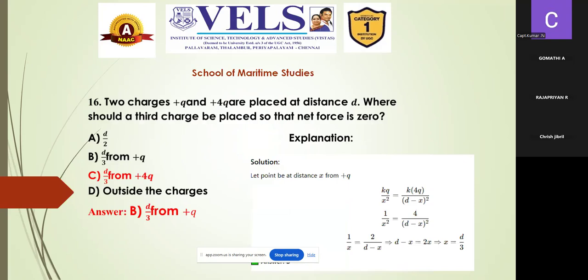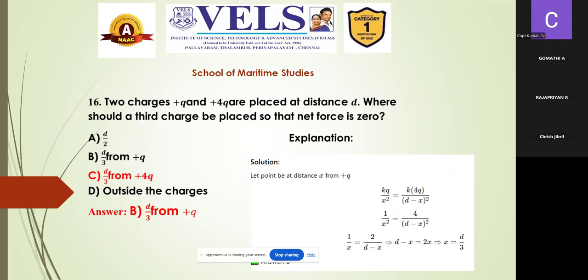Next question is, two charges plus Q and plus 4Q are placed at a distance d. Where should the third charge be placed so that the net force is 0? Let the point be a distance x from plus q. We can write kq divided by x square is equal to k into 4q divided by d minus x whole square.